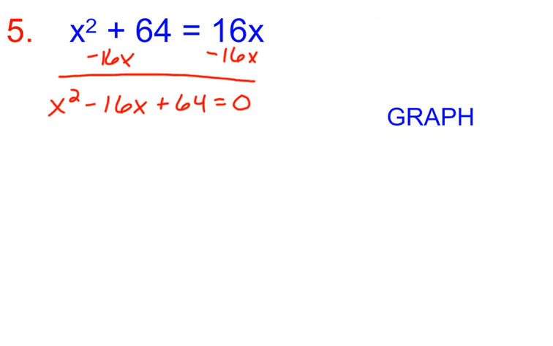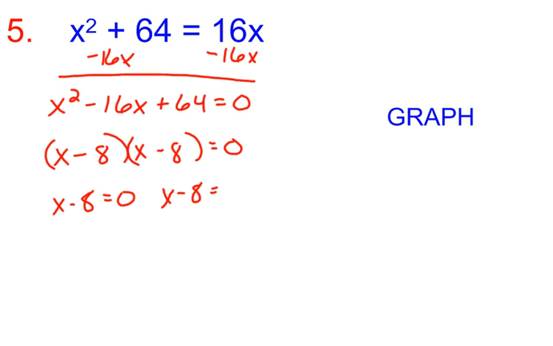So I'm looking for a greatest common factor, which I don't have, but I'm going to make my 2 parentheses. What are factors of x squared? X and x. What would be factors of 64 when added together make negative 16? Hopefully you're seeing that it'd be negative 8, negative 8. So now when I set my factors equal to 0, I have x minus 8 equals 0, x minus 8 equals 0. So add 8 to both sides, I'd get x equals 8 twice.